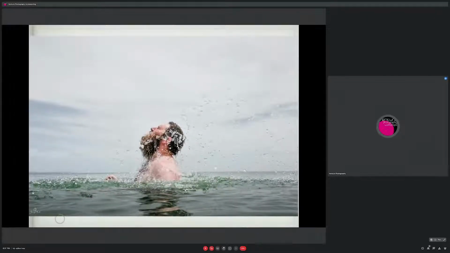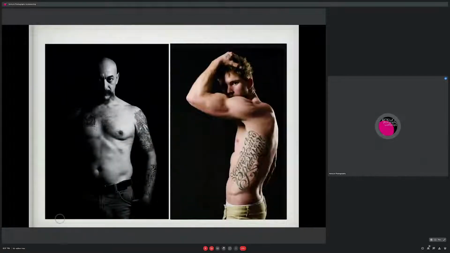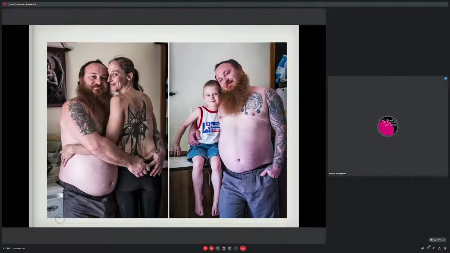Another slightly different approach to portraiture. This is from a project where I was photographing people with tattoos in very, very contrasty lights in a studio environment. This is a couple, a family I used to know years and years and years ago. They were very alternative.